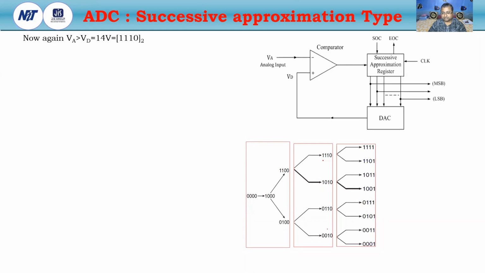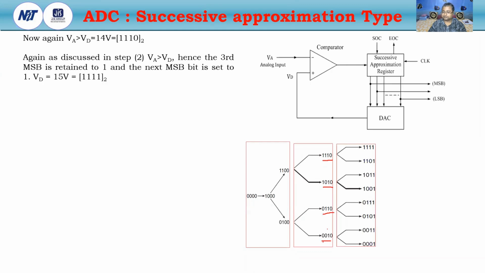Then what happens? This should be the reference voltage. This should be the reference voltage. And this should be the reference voltage. Now compare. If the input voltage is greater than 14, then what happens? This zero should be 1. So that is 1111.